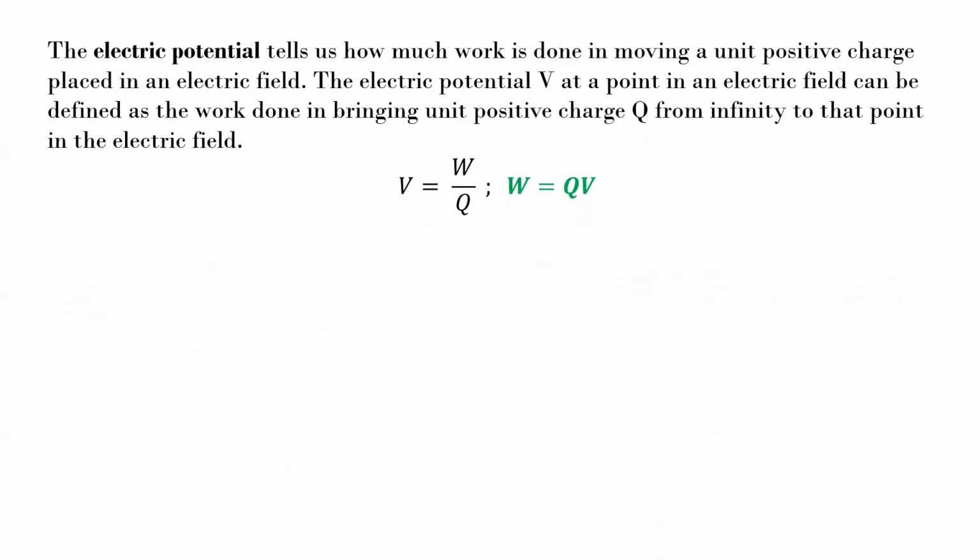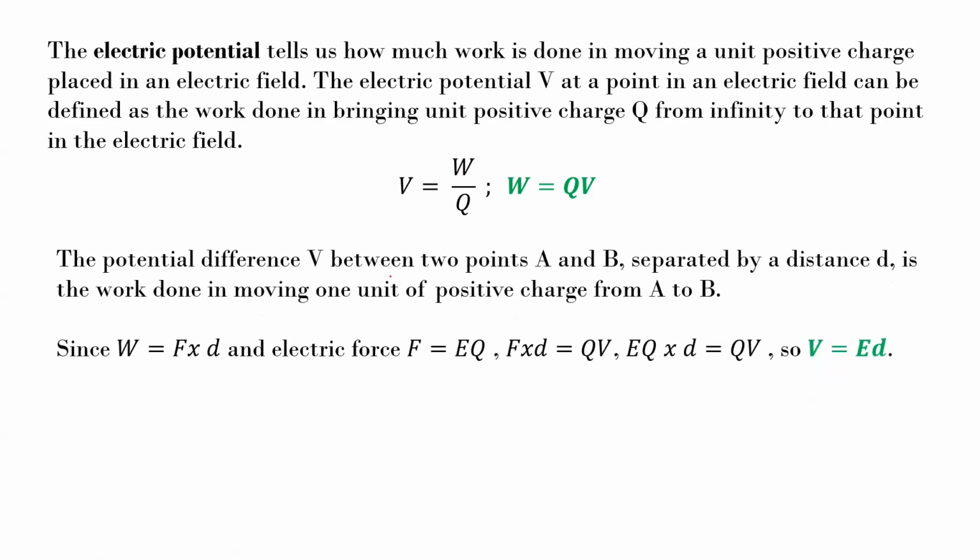Okay, now the electric potential. The electric potential tells us how much work is done in moving a unit positive charge when you place it in an electric field. Basically, it is the work done when you move a charge from one point to another point in an electric field. Usually we use infinity, that we bring the charge from infinity. So it means that the work done per unit charge is equal to V. If you make work the subject, then W will be QV. So take note of that formula.